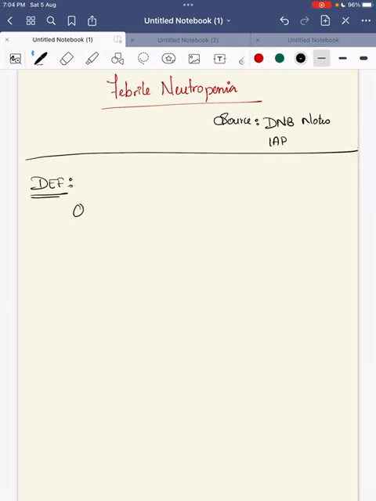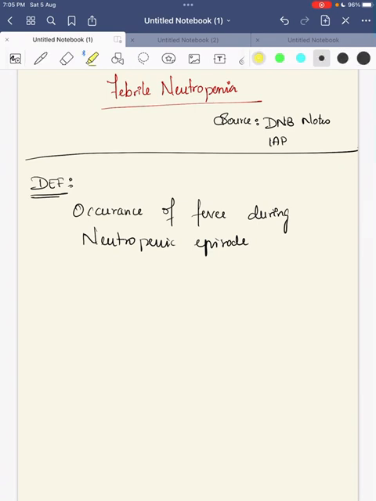So starting off with its definition, it is the occurrence of fever during a neutropenic episode in a child with an oncological problem. This definition has two components. One is fever, another one is neutropenia.